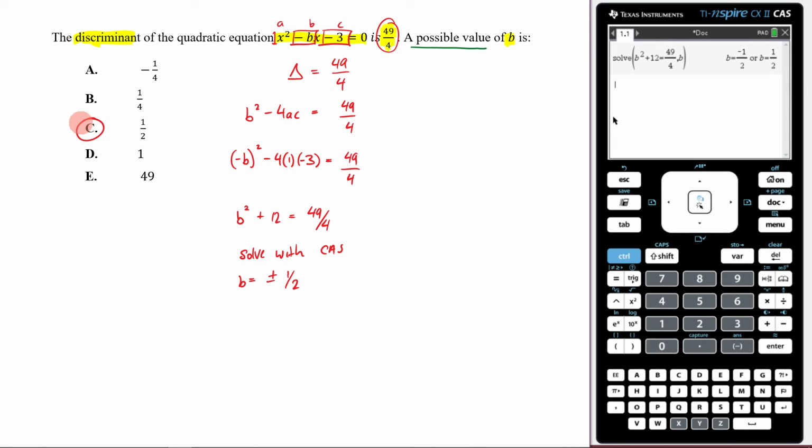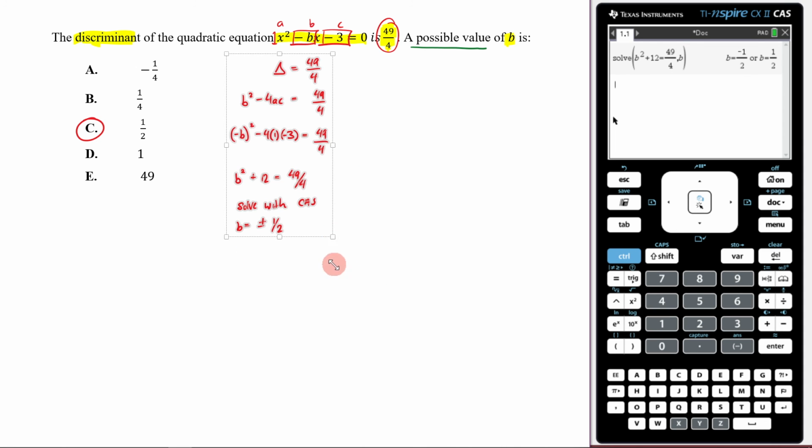So of course, you don't have to put working out for a multiple choice question, but hopefully you can look at that working out and be like, yep, that makes sense. Use your CAS efficiently. Make sure you're reading carefully and highlight it as you go. All right, hopefully that made sense. I'll see you in the next one.